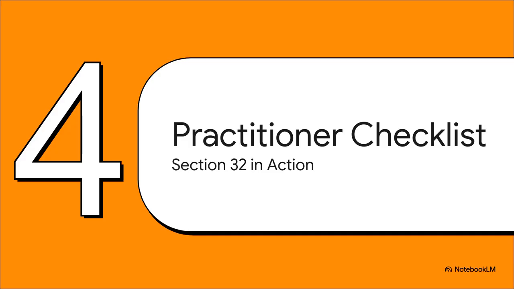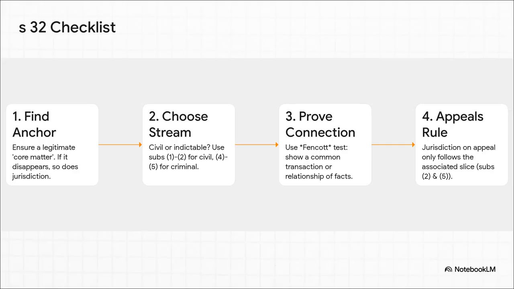So let's pull all these threads together. Let's make this really practical. Here is your 4-step checklist for putting Section 32 into action when you're on your feet. Okay, number 1, find your federal anchor. You must have a legit core federal matter. And remember, if that anchor claim gets struck out or fails, your associated jurisdiction sinks right along with it.